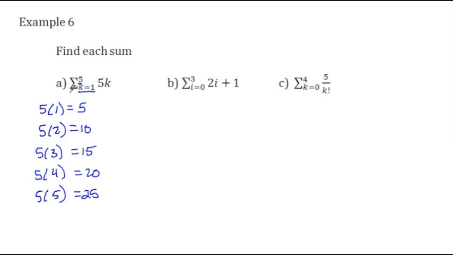And then remember, the sigma means the sum, so we're going to add up all these guys. Get my calculator here. 5 plus 10 plus 15 plus 20 plus 25 will give you a total of 75. And that's your sum of that sequence from 1 to 5.